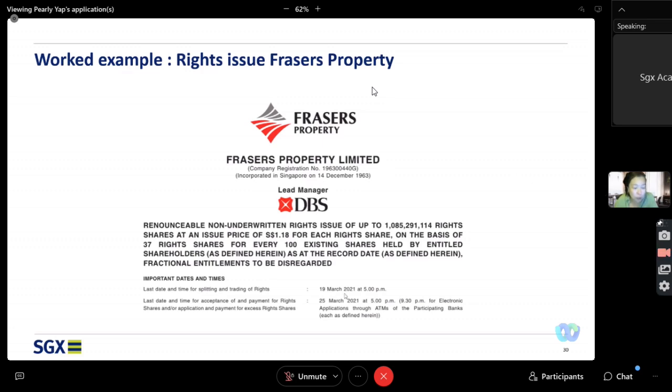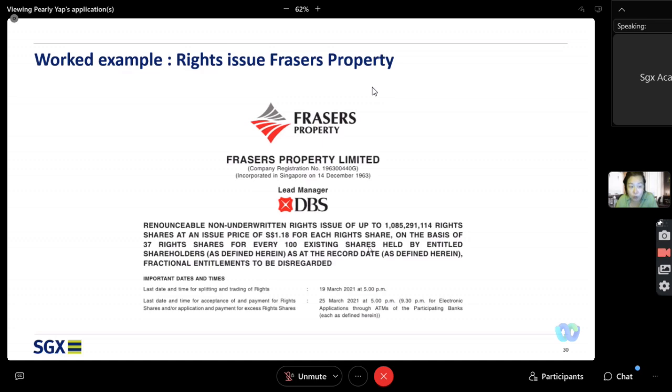All right, so this case was in March 2021. This is a rights issue of Fraser Property. This is actually a real case, right? Fraser Property had a non-underwritten rights issue. What does non-underwritten rights issue mean? It means that they want, say, 1 billion rights, and let's say not many people take it up and it's undersubscribed. Too bad. They will just take whatever that people give them. So it's undersubscribed. At an issue price of 1.18 for each right share on the basis of 37 rights for every 100 existing shares.